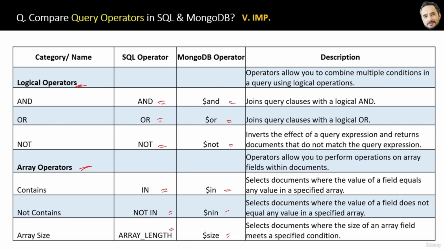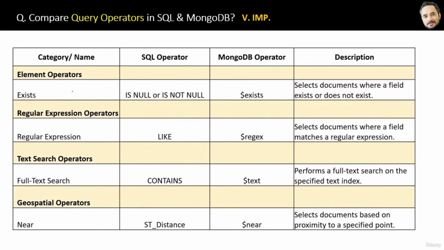Okay. Finally, here are the element operators, regular expression operators, text operators, and geospatial operators. This last one, geolocation, it helps in location-based queries. Okay, the very high level idea.